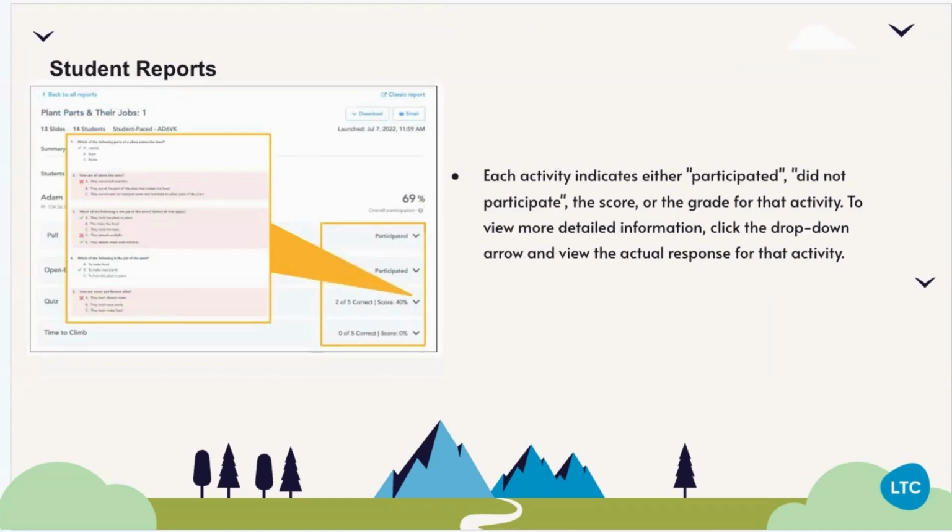Also within student reports, each activity indicates either participated, did not participate, the score, or the grade for that activity. To view more detailed information, you have to click the drop down arrow and view the actual response for that activity. So do you see how there's little drop down arrows here? You're going to be able to dive in a little bit deeper because this one was a score out of 40%. You'll be able to see their exact responses and what they put. So you won't just know that he got it wrong. You'll be able to see how they got it wrong, so that you'll be able to go in and see what answer they had actually chosen.